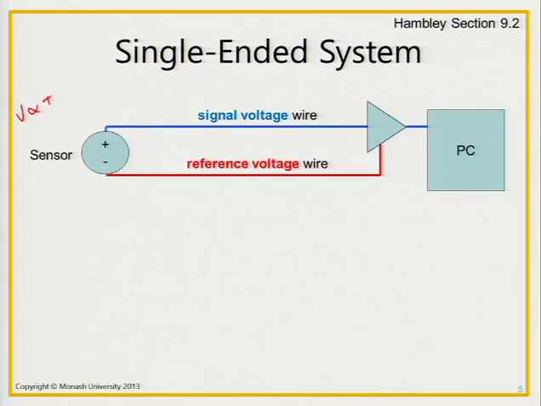This voltage is measured relative to a particular reference voltage. So it makes sense to put the reference voltage as the reference voltage on the other end. So if this is 0 volts on this end, it makes sense to plug that into the other end where we're trying to recover the signal.